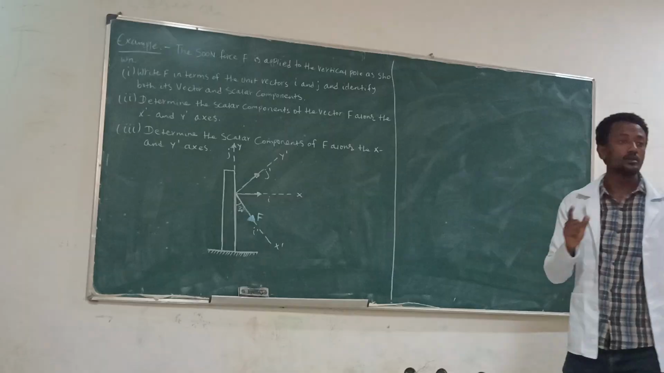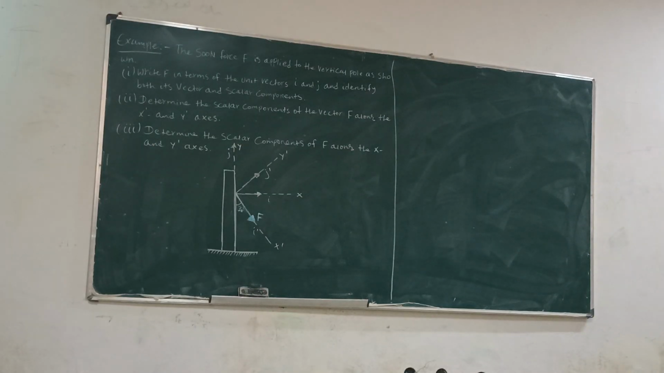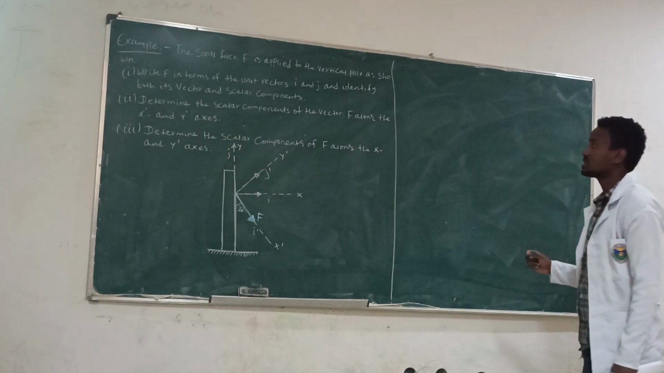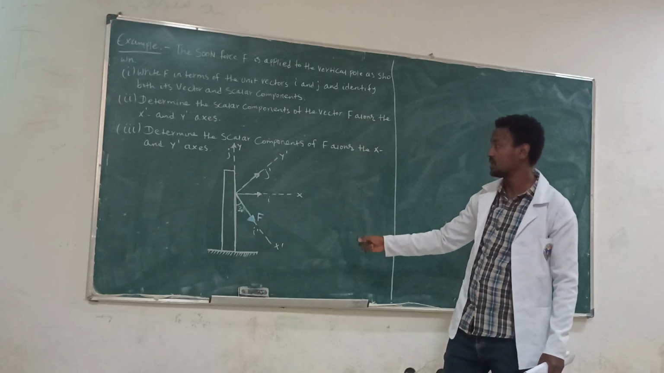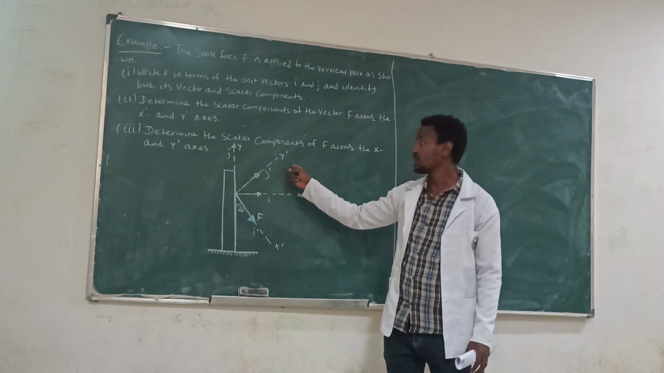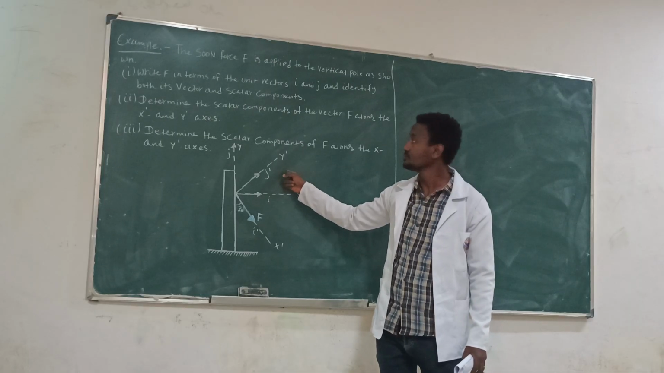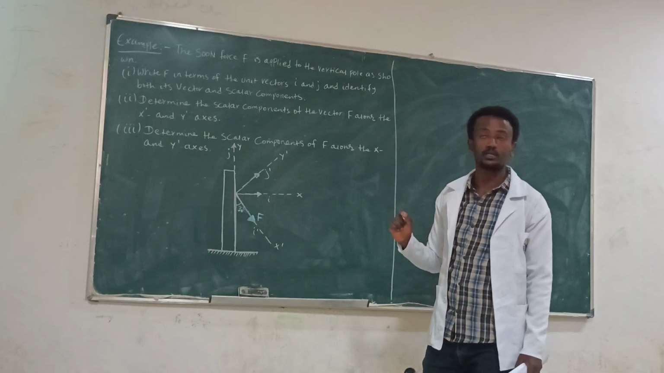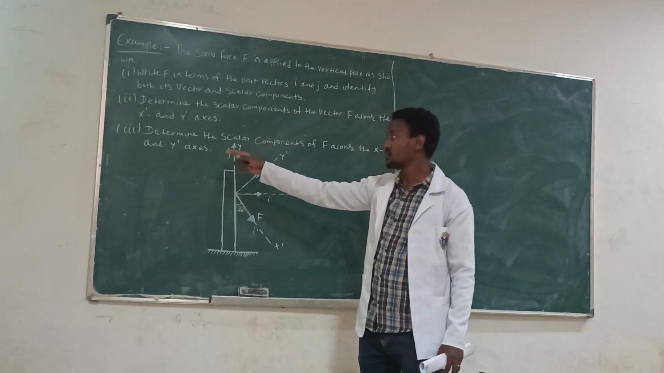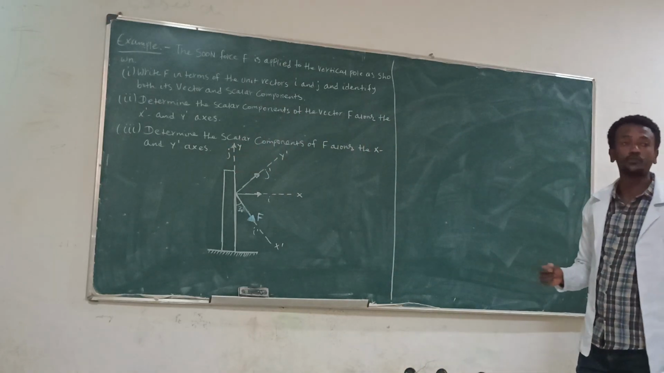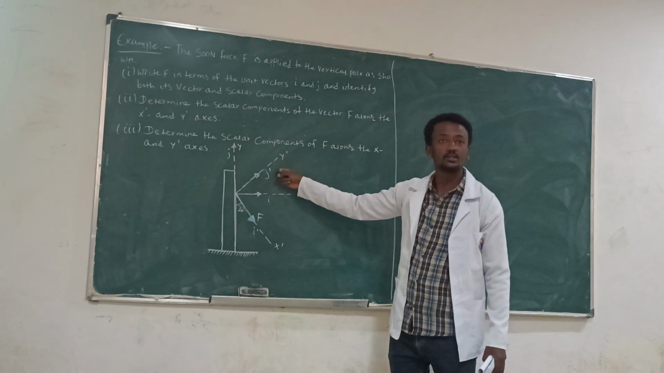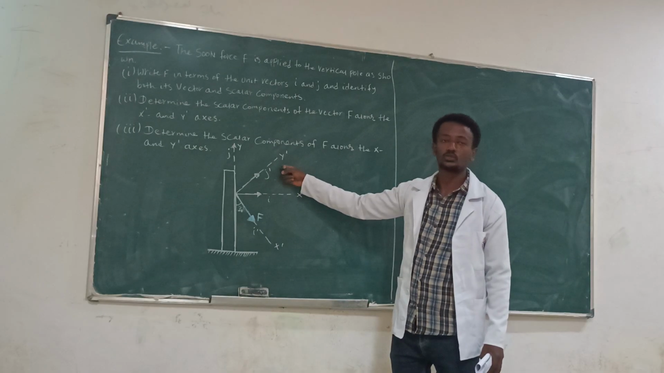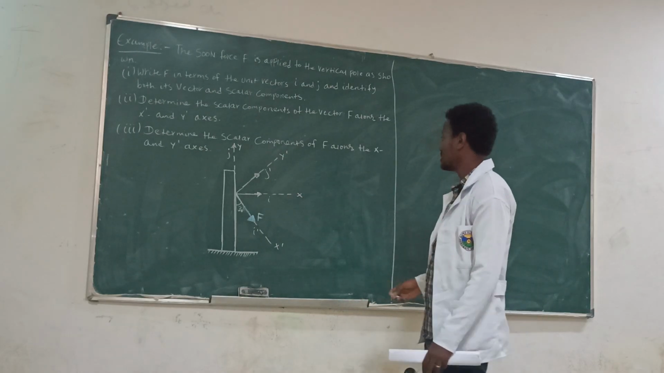Then identify both the vector and scalar components of this force. And the second equation is to determine only the scalar components of F along the x prime and y prime axes. Only the scalar components. And the third equation is to determine the scalar components of F along the x and y prime axes. So we have three equations.